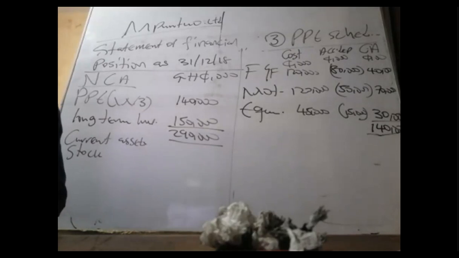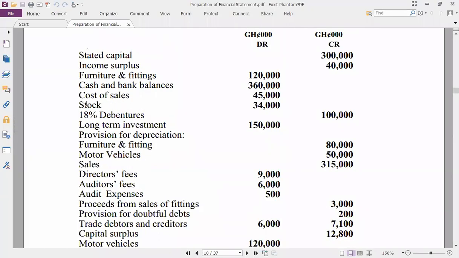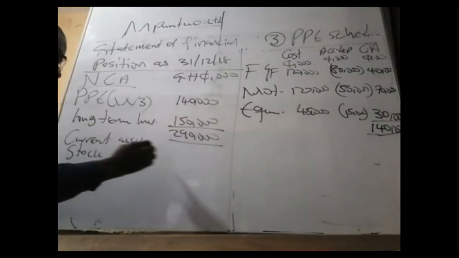Let's be a bit fast and then move on. Stock. Stock is 34. Then we're going to put 34 in.